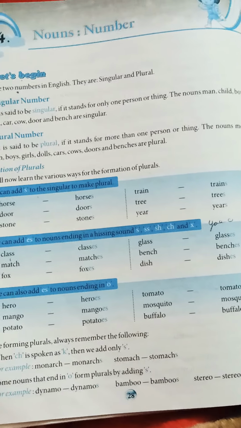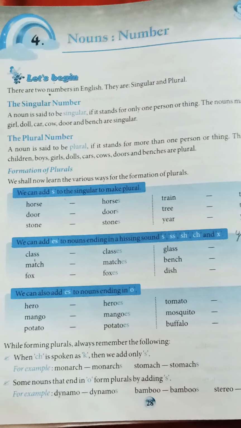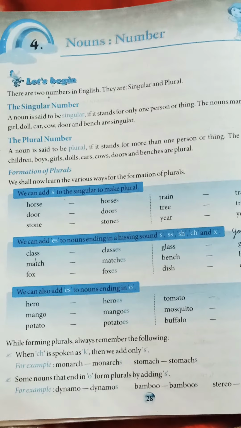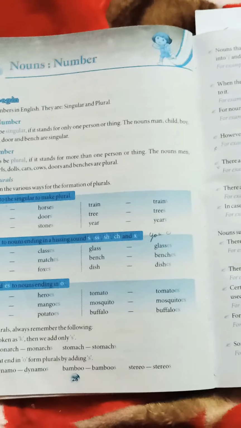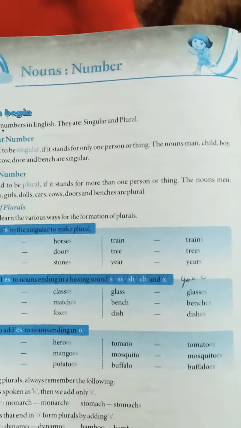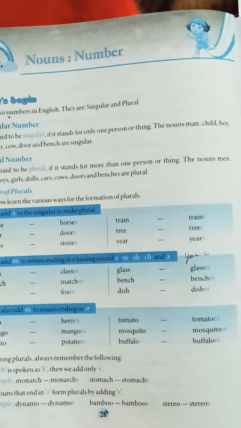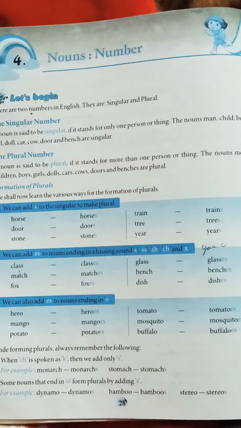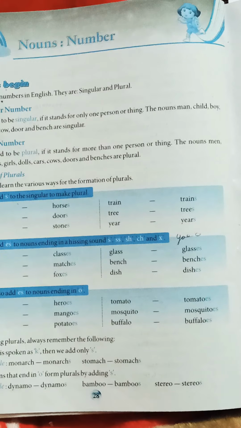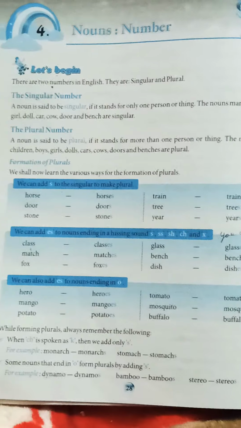Now while forming plurals, always remember the following things. Some few words which have ch are spoken as k. For example, monarch. The spelling is monarch, but it is spoken with a k sound. For monarch, you will have to add s at the end of the word. It becomes monarchs. Stomach, stomachs. So these are the plural forms when you add s to the end of the word.